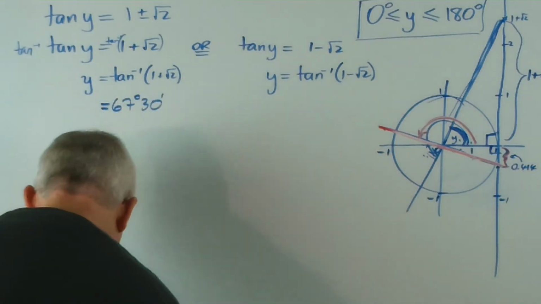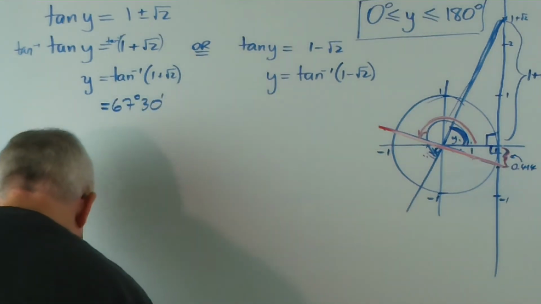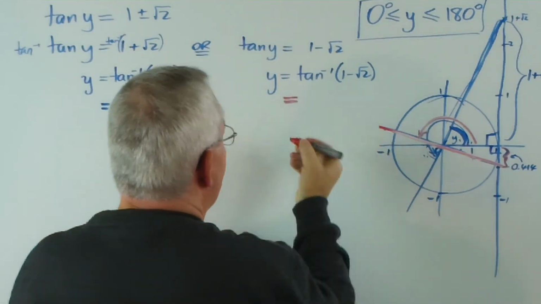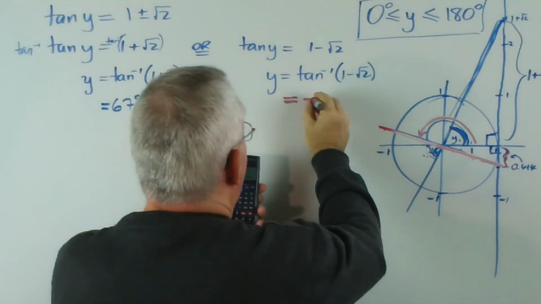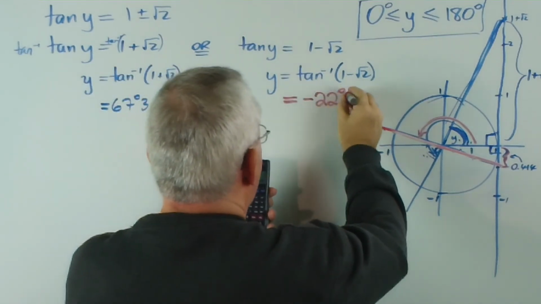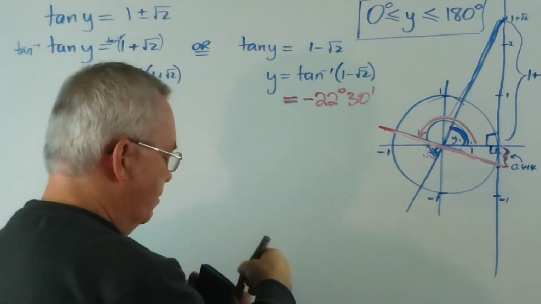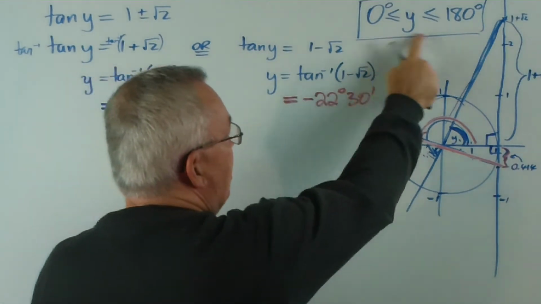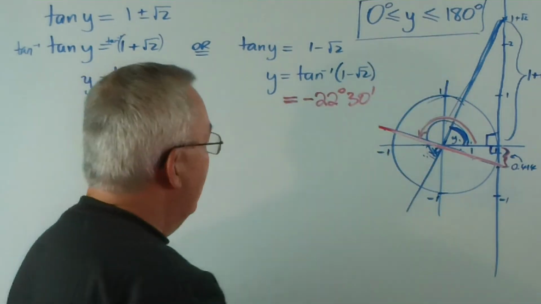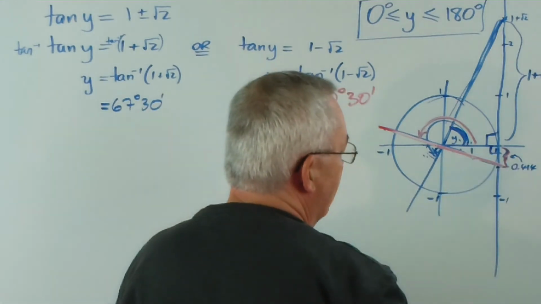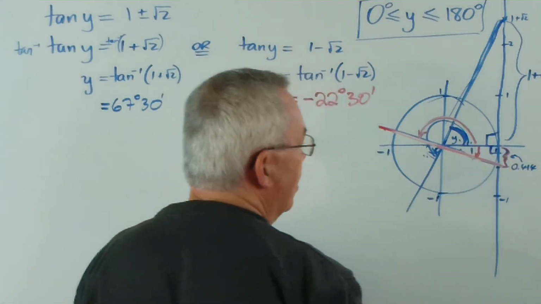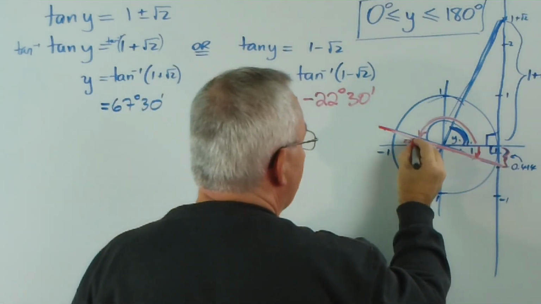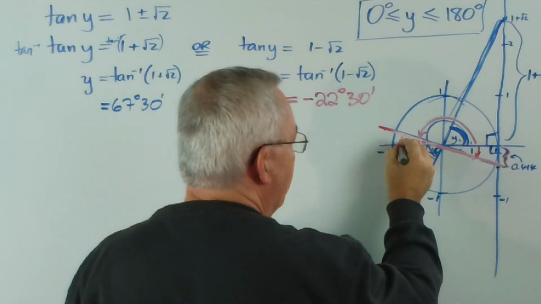Oh, actually I might leave it in red. Negative 22 degrees 30 minutes. Gee, that's awful. But that is not in this domain, is it? That one is measuring this angle here. And if that angle equals this one, this is 22 degrees 30 minutes here.